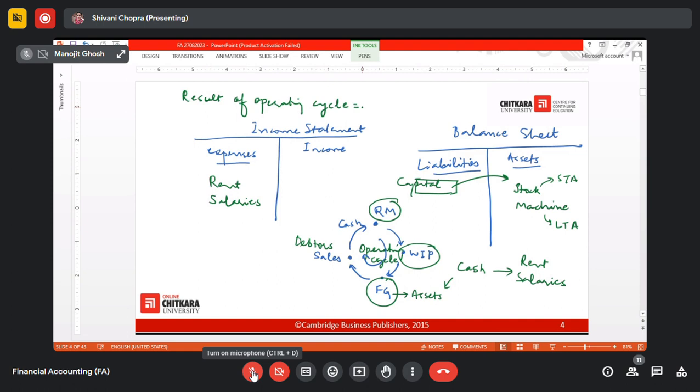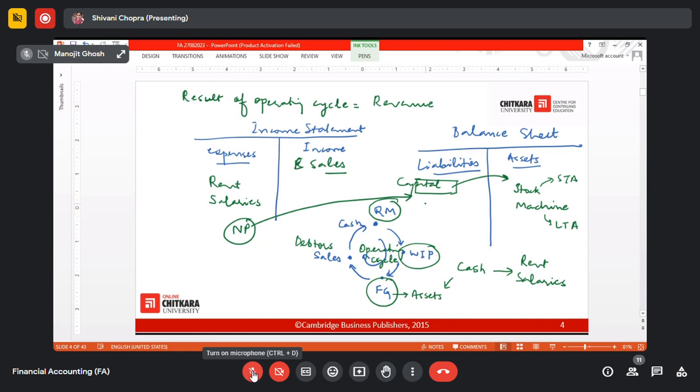What do you get as a result of operating cycle? Yes, revenue and profit. Revenue. Right. So we get revenue or sales as a result of our operating cycle. And this sales, after reducing all the expenses, gives you net profit, and this net profit ultimately goes back to your capital, and then you run your operating cycle next year. Right. So this is the whole idea.